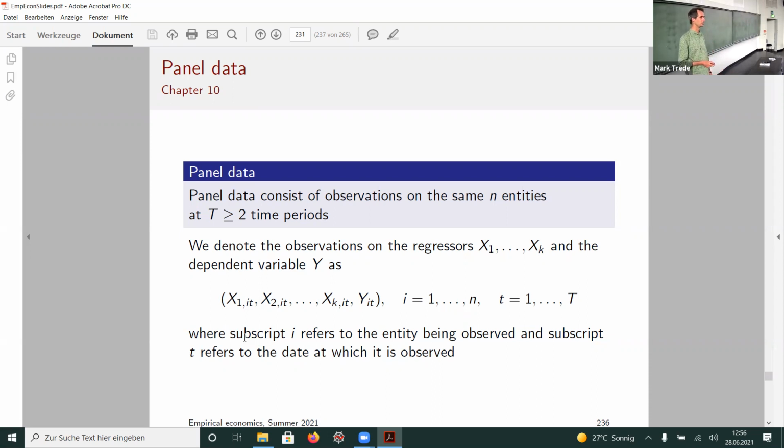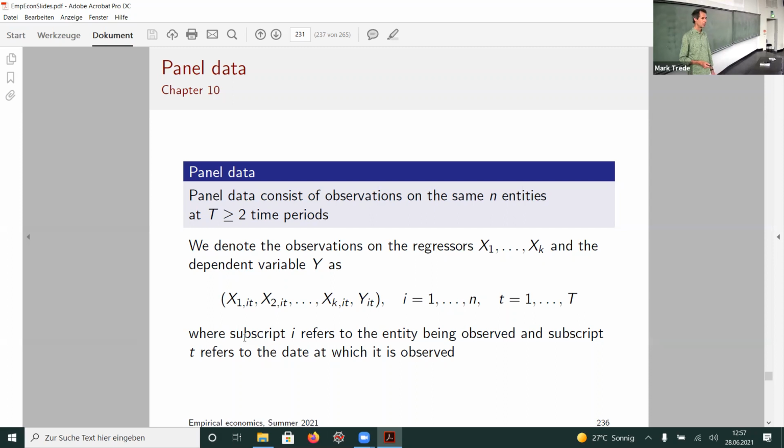And the second one is using panel data. And this will then be the final topic of this course. So if there are no more questions concerning the instruments, then we will continue here with panel data.